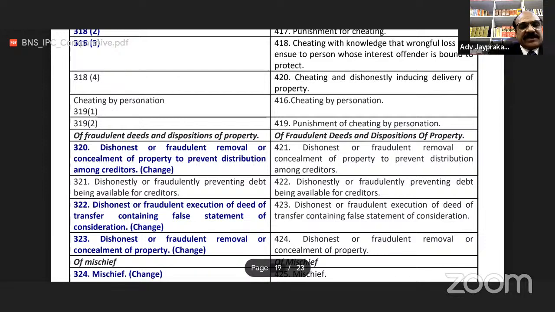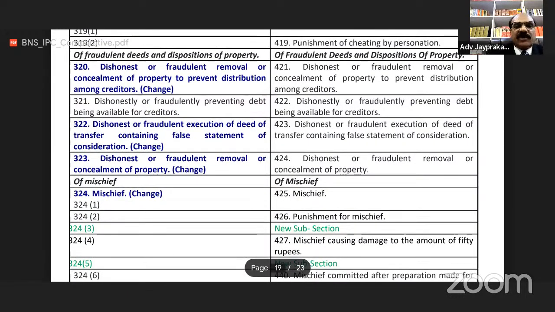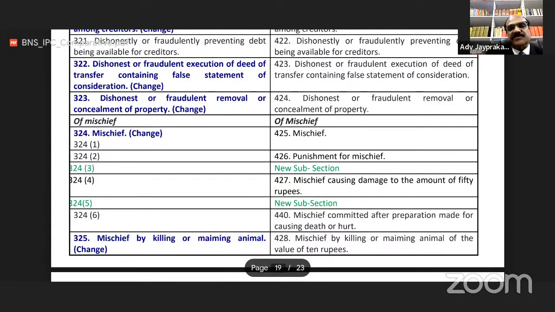BNS section 322, dishonest or fraudulent execution of deed of transfer containing false statement of consideration. Its corresponding section was 423. BNS section 323, dishonest or fraudulent removal or concealment of property. Its corresponding section was 424. BNS section 324, mischief. Its corresponding section was in IPC 425.